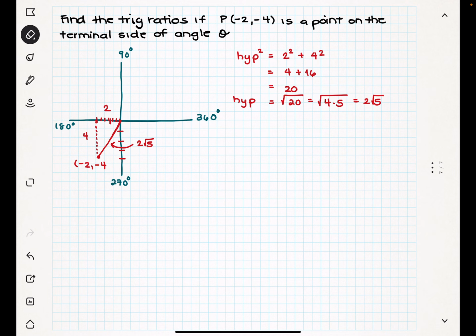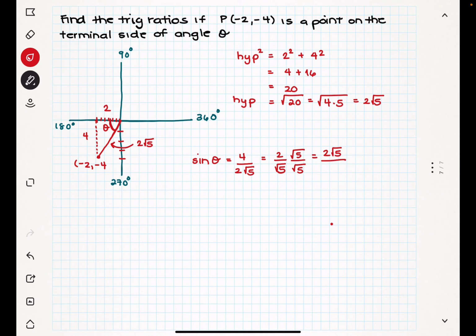Okay, so now let's get some trig ratios. So we have sine of theta. The reference angle made by this point is this one right here, right? Okay, so my opposite is going to be 4, and my hypotenuse is going to be 2 square root of 5. So I can simplify it, and I will have 2 over square root of 5. So I'm going to keep that one. Oh, I can even simplify it by rationalizing, and I would have 2 square root of 5 over 5.